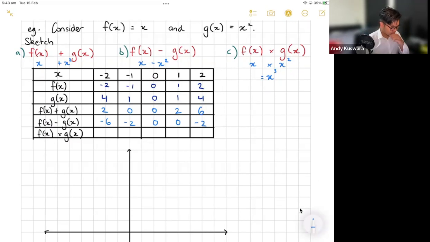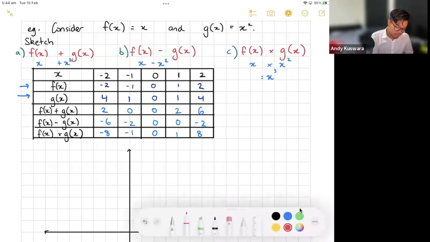And if we're looking at f(x) multiplied by g(x), again, we're always going to go back to these top two rows. So in this case, -2 times 4 is going to become -8. -1 times 1 is -1. 0 times 0 is 0. 1 times 1 is 1. 2 times 4 is 8.